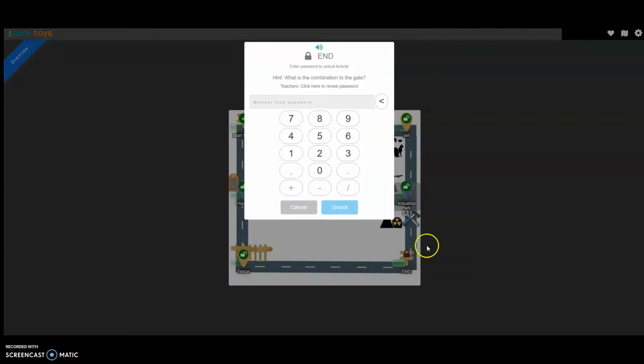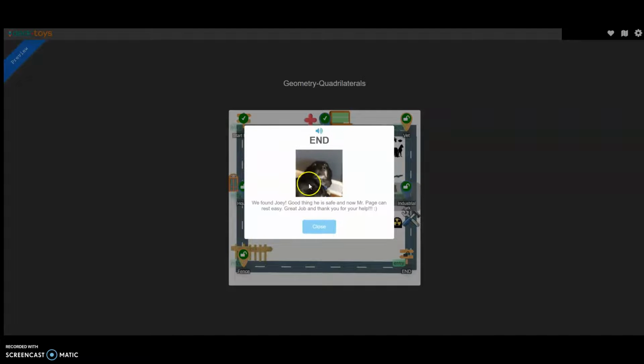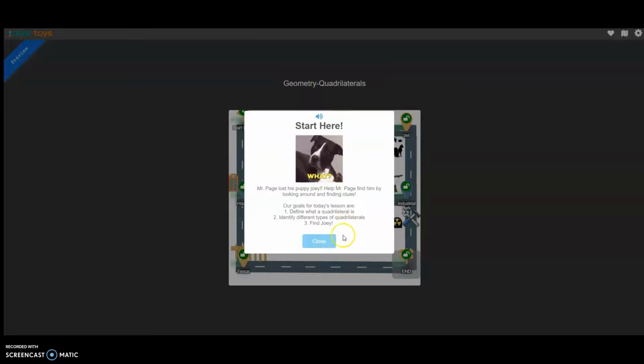I wouldn't have known this combination until I went through that, unless I guessed 1, 2, 3, 4. But that's a risk I'm willing to take. The combination's 1, 2, 3, 4. Unlock. We got to the other side of the gate, and we found Joey. Good thing he's safe, and now Mr. Page can rest easy. Great job, and thank you for your help. I love my gifts of Joey, and then remember at the front I had this gift of Joey too.